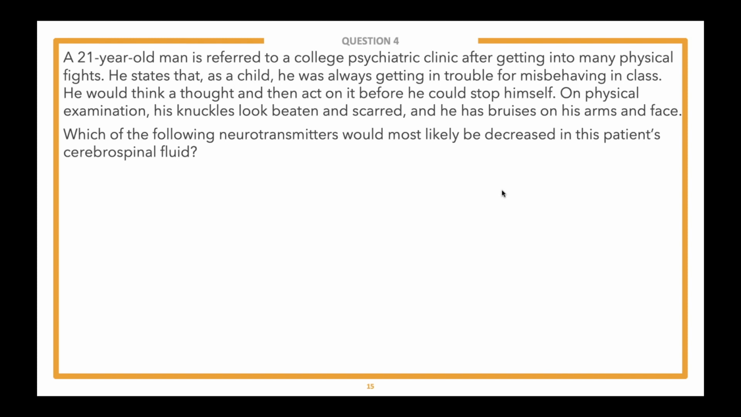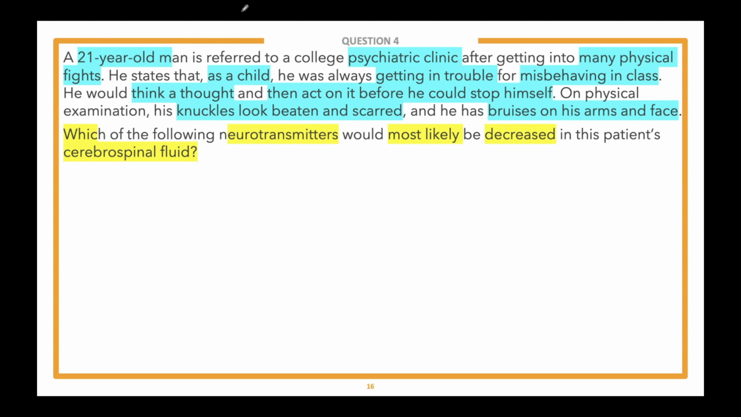Thank you, Sean. So once again, we're going to go ahead and show you what we think are the important clues in this vignette and the lead-in. So now we have a younger patient. We have a 21-year-old man, okay? So now let's start to think about how that could change what we're thinking. So he presents to the psych clinic, and they give us some important history of present illness. They tell us he's been in many physical fights, he was always in trouble, he just thought something and then acted on it, and then they give us some important physical exam findings, okay? And then they ask us which neurotransmitter is most likely decreased in the CSF of this patient. So those are the important phrases as well in the lead-in, okay?